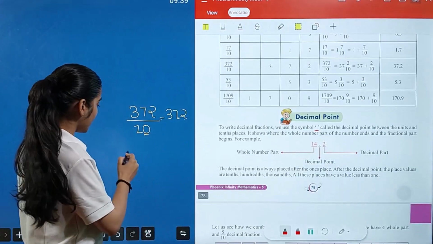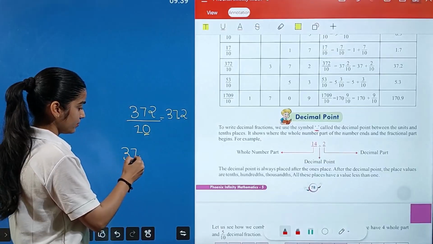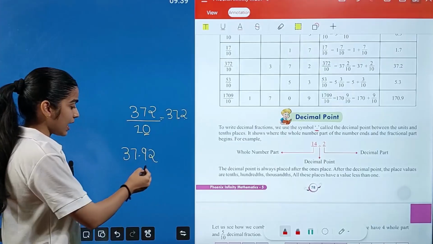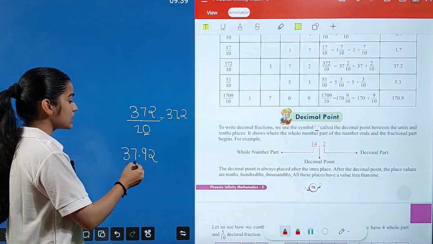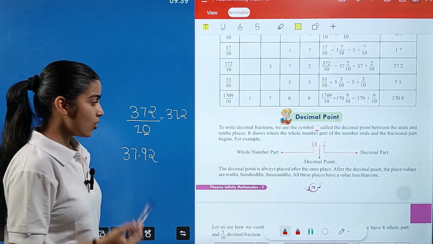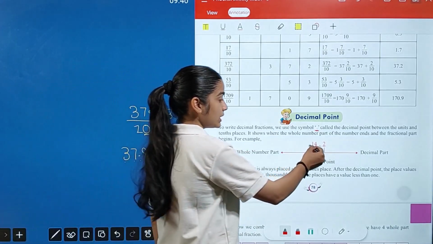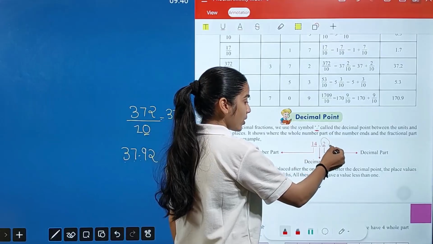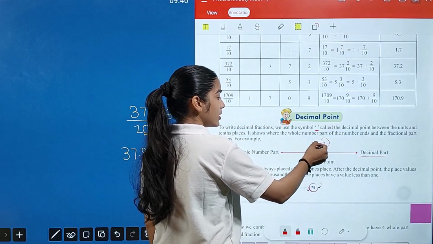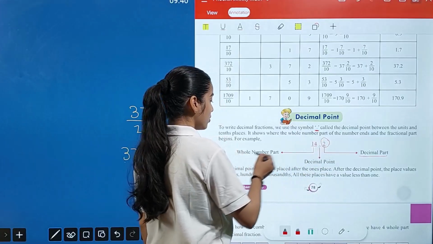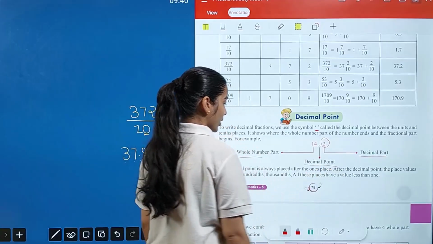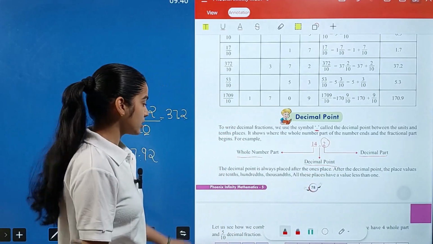For example, we have 37.92. In this case, you cannot say 92. You have to say 37.92. You have to read the digits separately. So in this section, if you have 14.2, after the point you have your decimal part, and before the decimal point you have your whole number part. And this point is called the decimal point. Okay, I hope, students, this is clear to you.